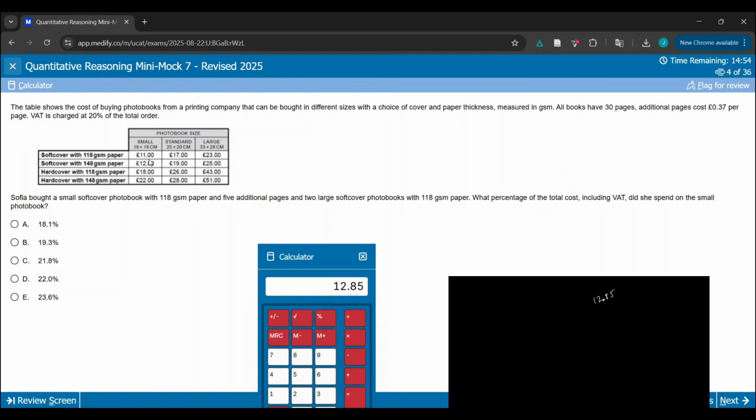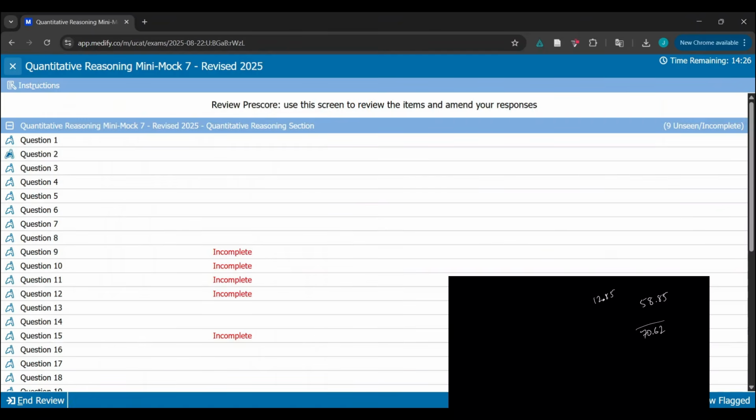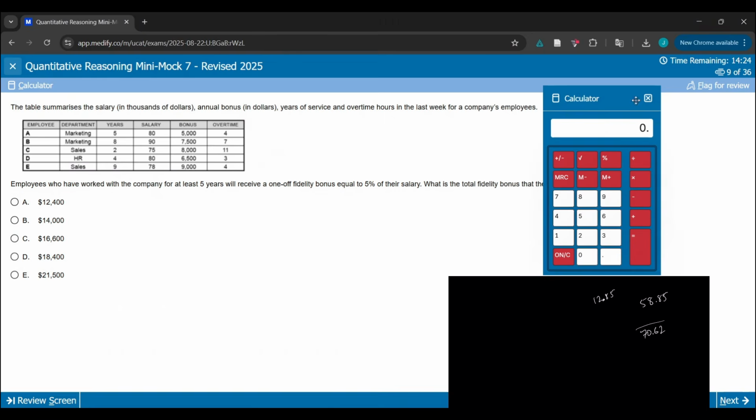2 large soft cover with 118, so that's 46 plus 12.85 is 50.85 in total, but then the VAT as well, times this by 1.2 is 70.62, so it's going to be the 12.85 times 1.2 divided by 70.62, 21.8%.